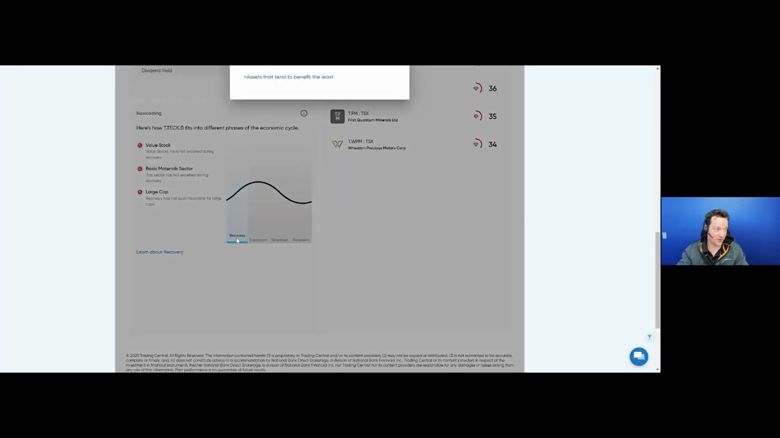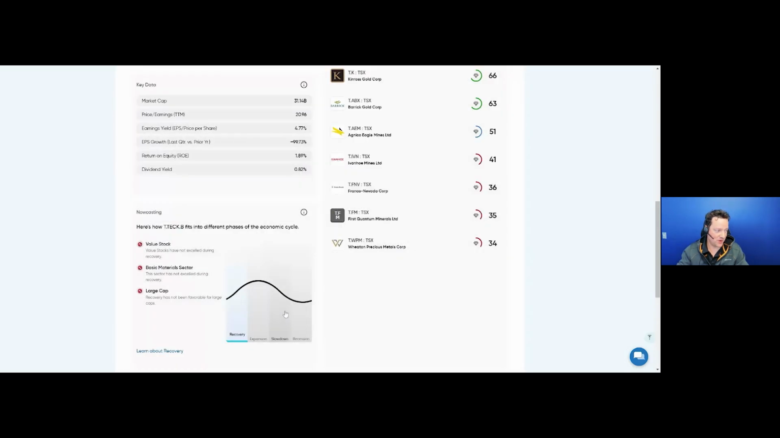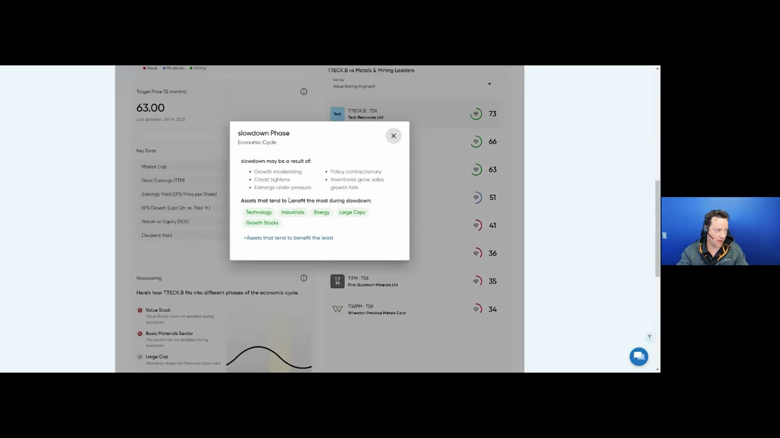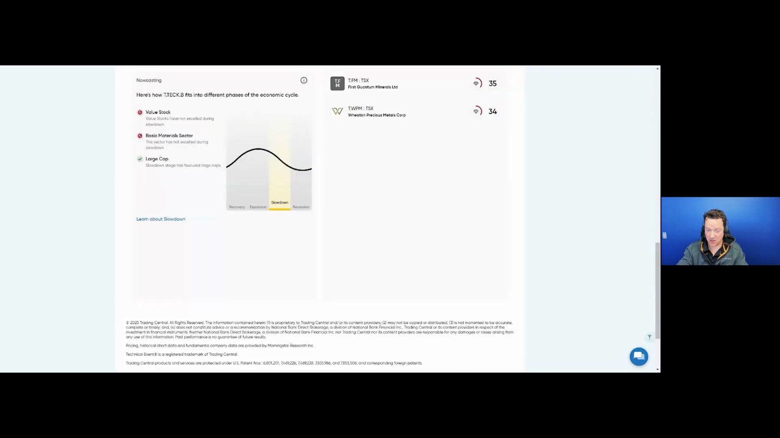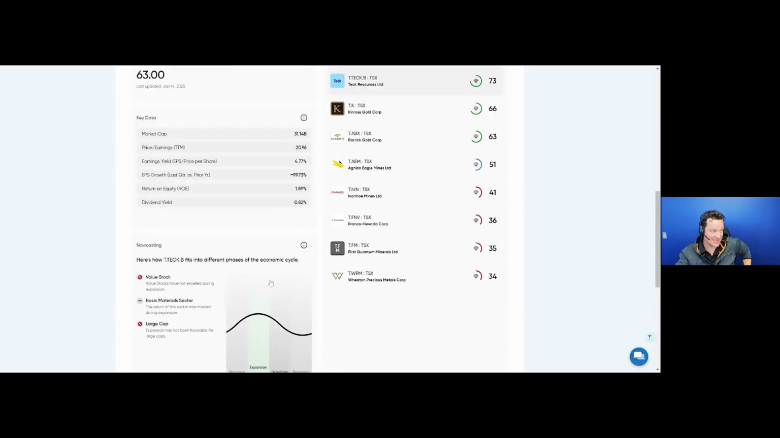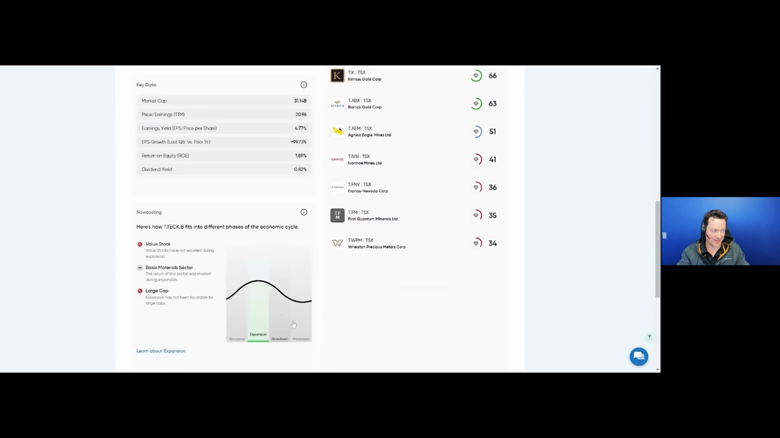You can learn about recovery. Again, if I'm worried about a slowdown, I can say what affects slowdown, right? What should I be aware of? Which sectors should I be aware of? What sectors underperform? So again, this is a quick snapshot of understanding the economic context, where we're in. Again, this is based on economic data, right? And we can kind of forecast what to expect based on price history. So that's nowcasting. I think it's a pretty cool tool, and I like to play with this. And before I buy a stock, I'll throw it in this model to know what I can expect if this economic cycle changes.